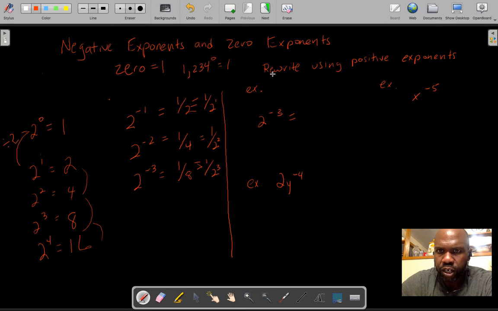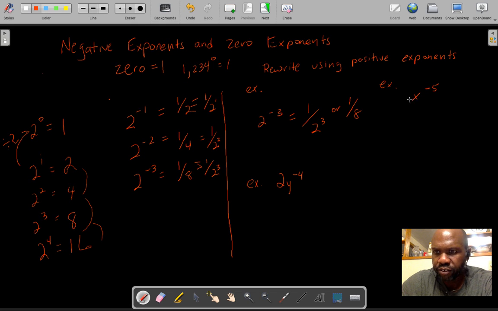So let's look at the first one here. Rewrite using positive exponents. We have a negative exponent here, so we have to rewrite it to use a positive exponent. That's basically the same thing we have here. So that would be 1 over 2 to the power of 3, and that's how you would make it positive, or it'd be 1 over 8. And that would be the answer.